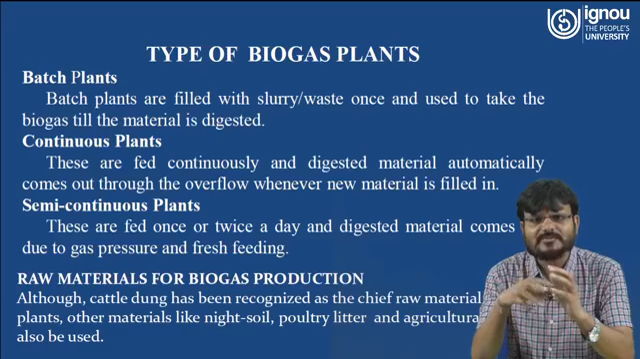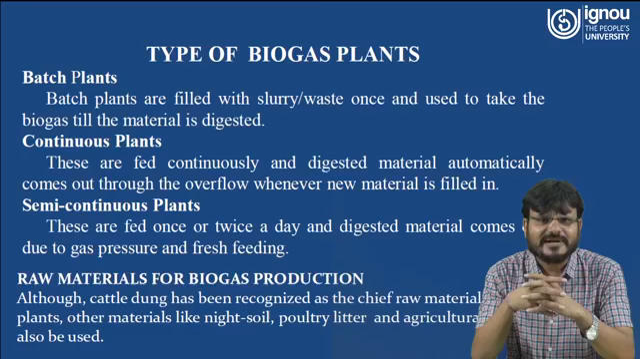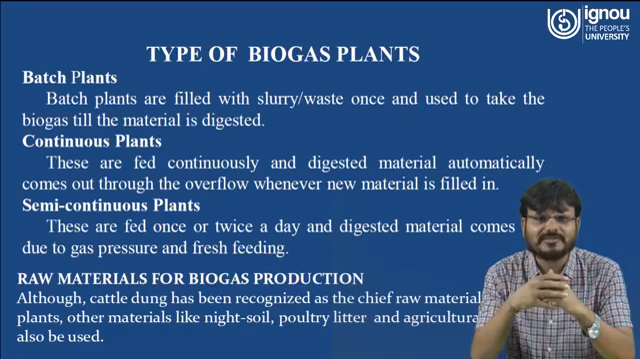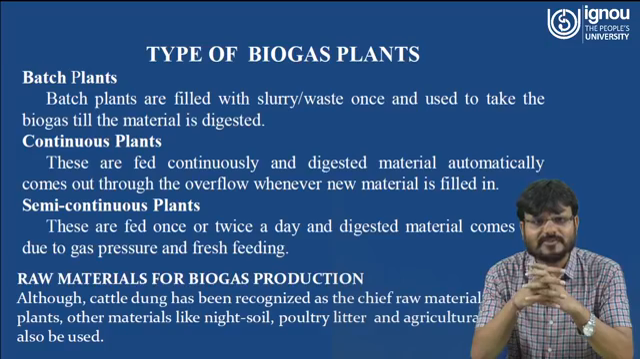Now, biogas plants can also be classified on the basis of the feed. On the basis of how the feed is done, biogas plants can be classified as batch plant, continuous plant and semi-continuous plant. What happens in a batch plant? Batch plants are filled with slurry or waste once and are used to take biogas till the material is digested. In a continuous plant, which is mostly used, the plant is fed continuously and digested material automatically comes out through the overflow whenever new material is filled in.